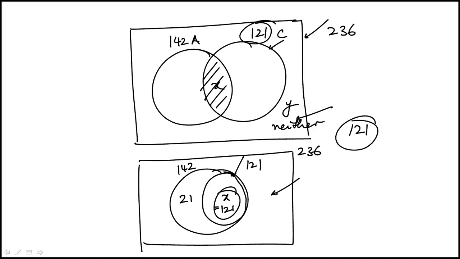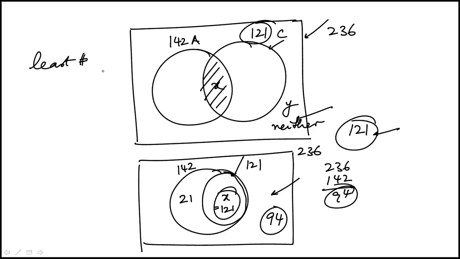Now, in that scenario, the number of students that took neither would be 236 minus 142, which is 94. So the answer to this question is just 121. Another variation that could be tested is, what's the least number? So I'm looking at the other extreme. What's the least number of students that must have taken both algebra and chemistry?